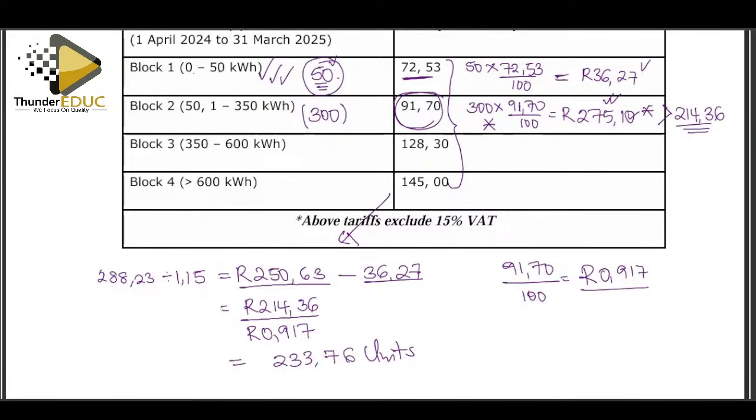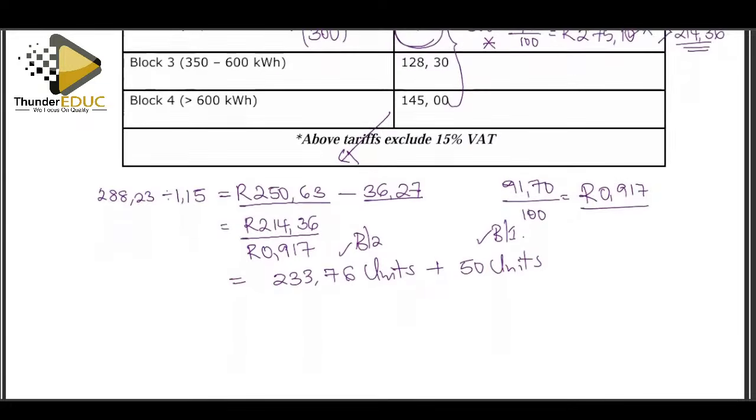So what are we going to do? These are units, but they have come from block number 2. Remember, we dealt with block number 1, and we got 50 units for block number 1. So add them up. What answer do you end up having? It's called working backwards. I believe you have 283.76 units, which is approximately 284 kilowatts per hour.